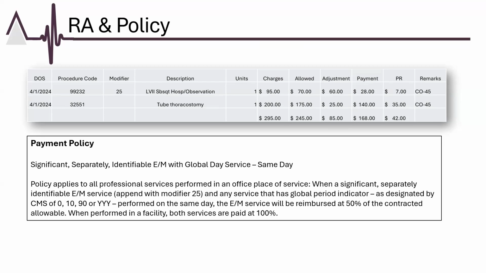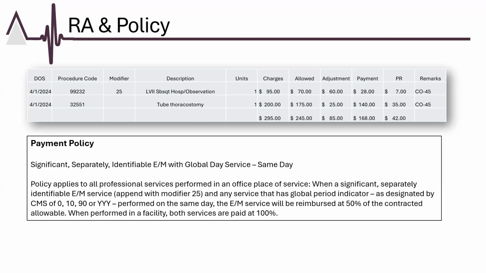Next, we see the payment policy regarding significant, separately identifiable E&M with global day services on the same day. The policy reads, policy applies to all professional services performed in an office place of service. When a significant, separately identifiable E&M service, append with modifier 25, and any service that has a global period indicator as designated by CMS of 0, 10, 90, or YYY is performed on the same day, the E&M service will be reimbursed at 50% of the contractual amount. When performed in a facility, both services are paid at 100%.